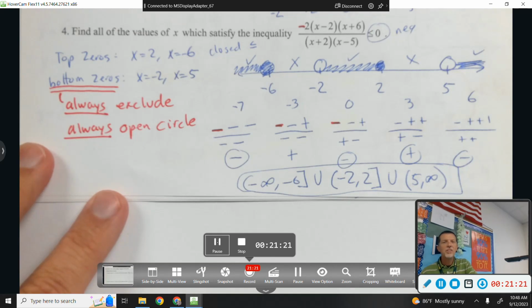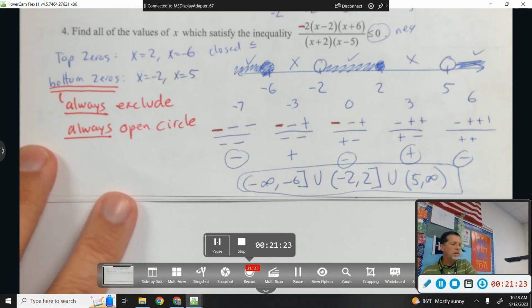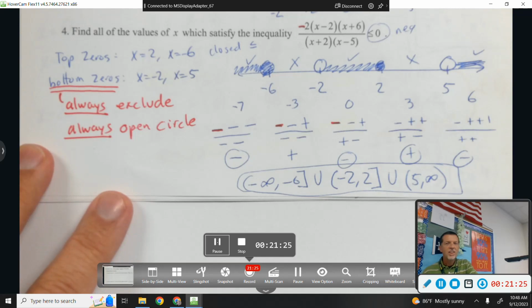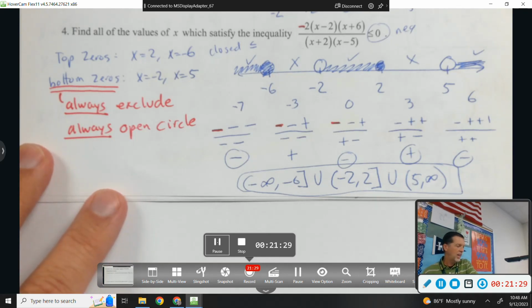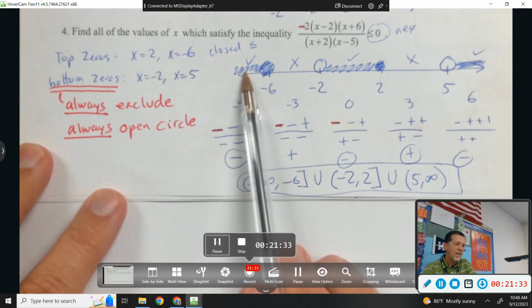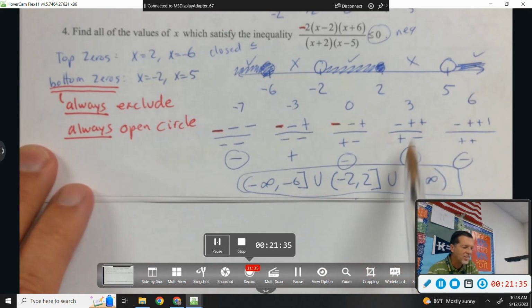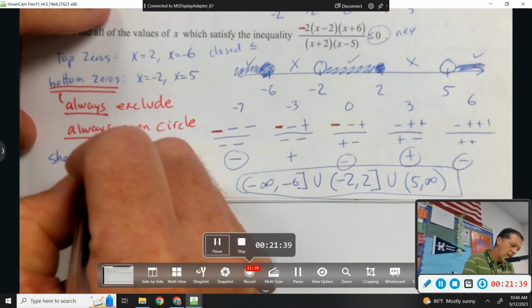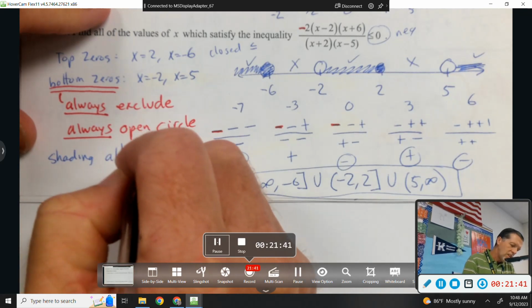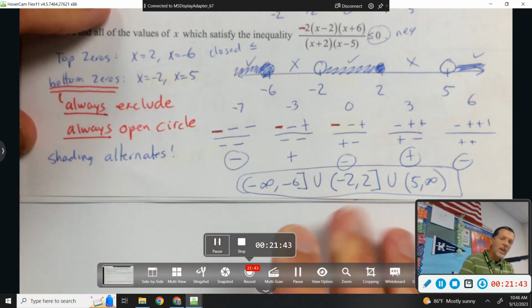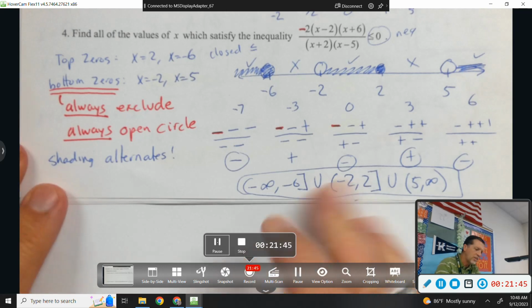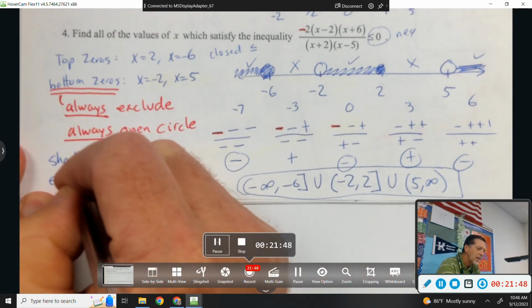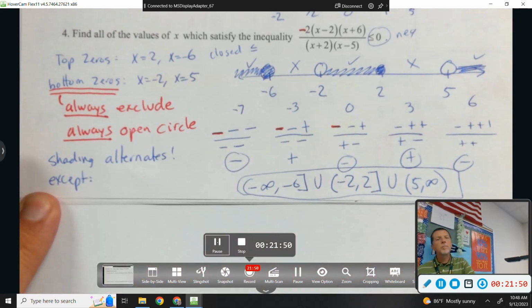That one was kind of a pain, but it illustrates. Do you notice a pattern there of shading? Yes, no, yes, no, yes. The shading alternates. Yay, that's great. There's an exception though, so we need to be careful.